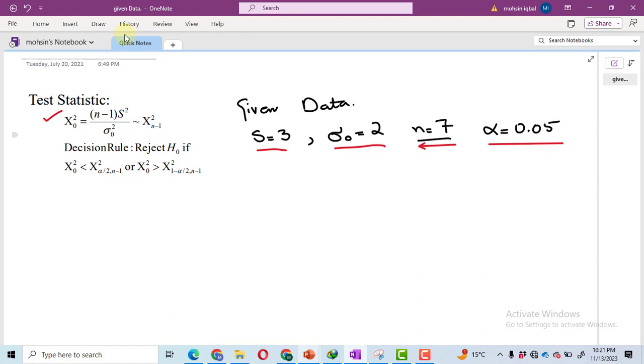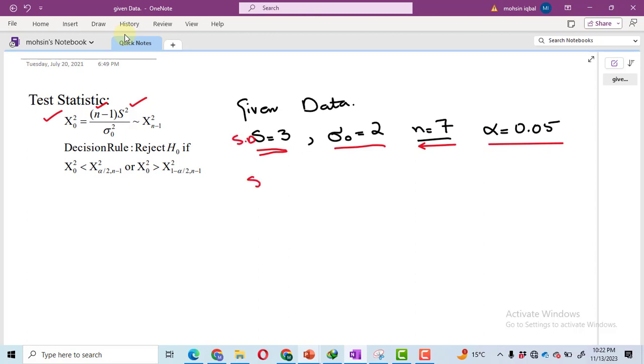This is the test statistic. Chi-square is equal to n minus 1, where n is the sample size, multiplied by s square, the variance of the sample. Usually it is given in the question that the standard deviation of the sample is equal to 3.